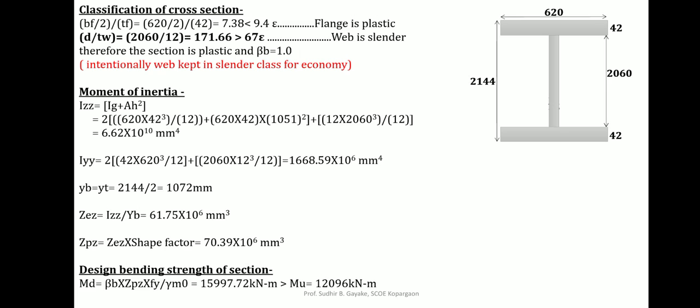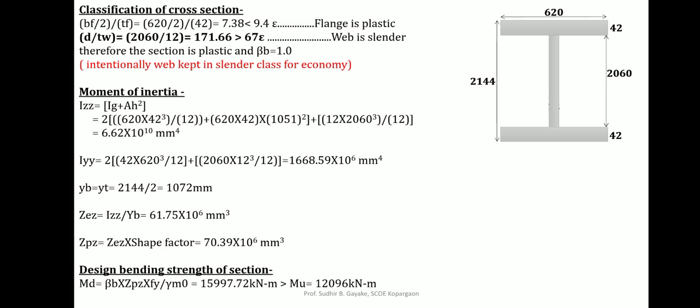Now initially, classification of cross section: the classification is plastic, and your web will not be plastic or semi compact, as we are adopting a slender section. This is not going to satisfy the conditions, but as it is a plate girder, for economy we are intentionally doing this so that economy will be achieved and there will be provision of stiffeners. So only classify your cross section depending upon your flanges. So that is plastic.